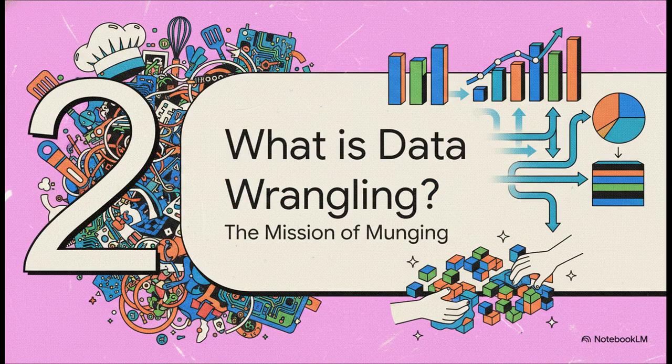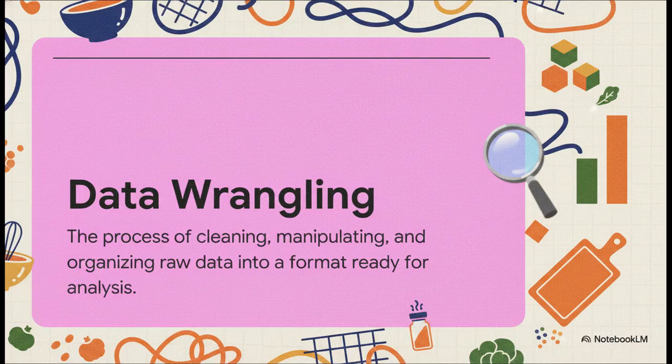So how do we get from that messy kitchen to one that's ready for a top chef? That is where data wrangling, or as you'll sometimes hear it called, data munging, comes into the picture. This is our mission. And here's the official definition. It's the whole process of cleaning, manipulating, and organizing that raw data so you can actually use it for analysis or modeling.